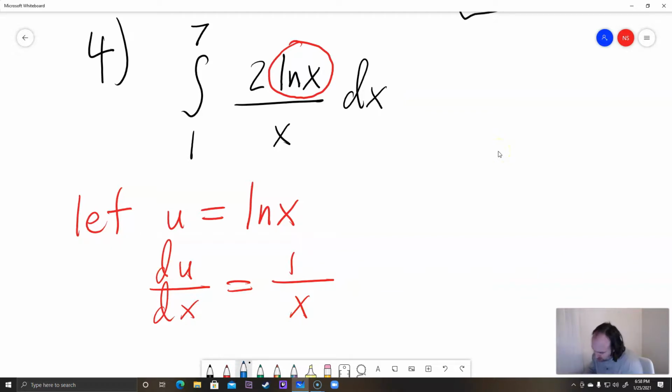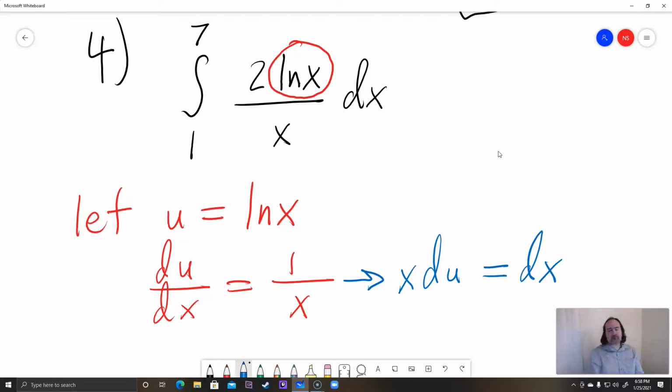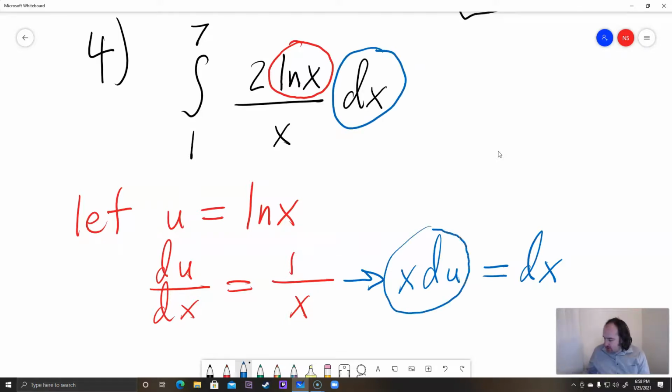So this is going to become x du equals 1 times dx, which is dx. Okay, so x du equals dx. Alright, and then just like before, we're going to go ahead and replace dx with the x du. So we're going to plug in x du for dx. And remember, we said that ln of x is actually just u.